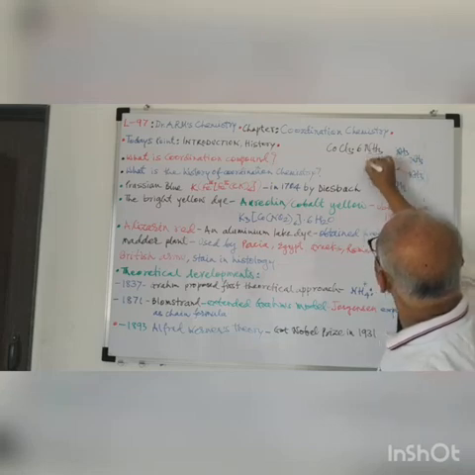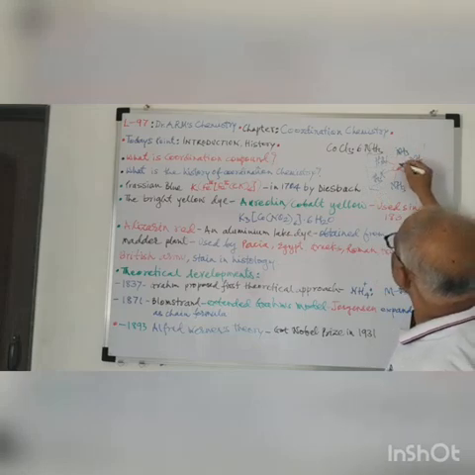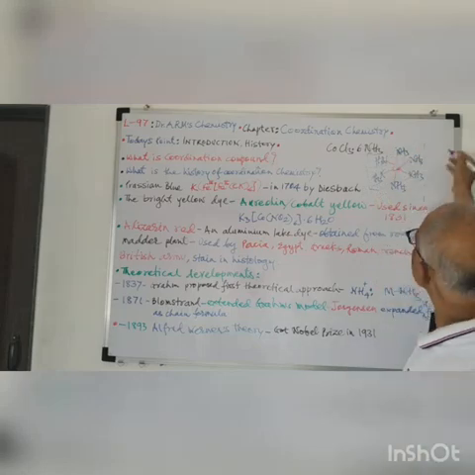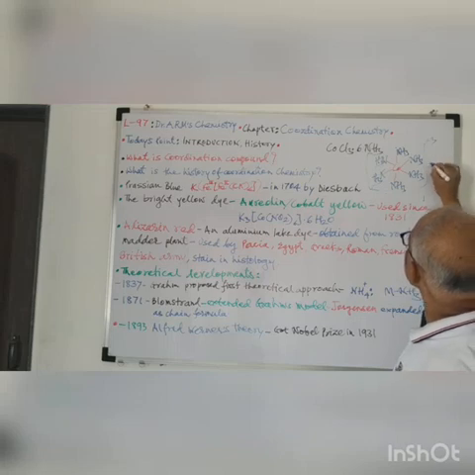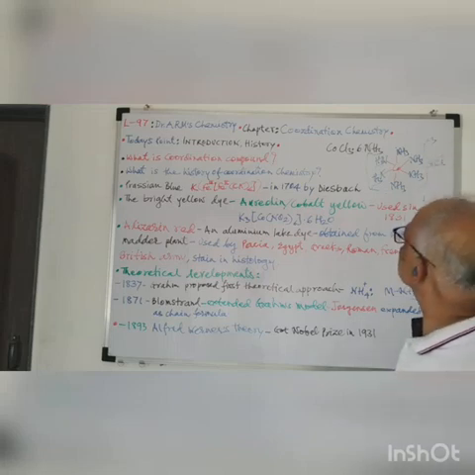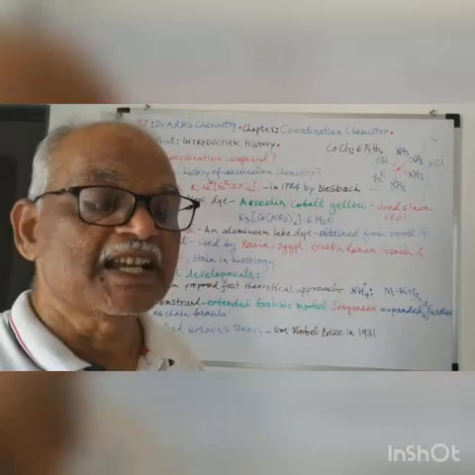And in this species cobalt is in the 3+ state, so it carries 3+ charge, and this is further neutralized by 3 Cl⁻. So we have this formula CoCl3·6NH3.